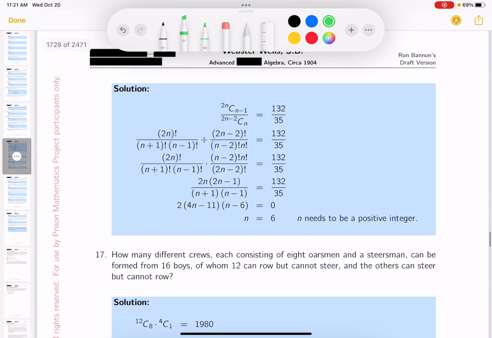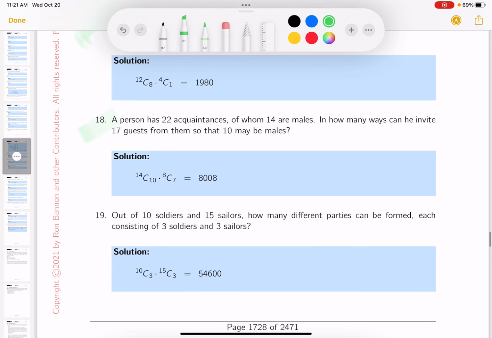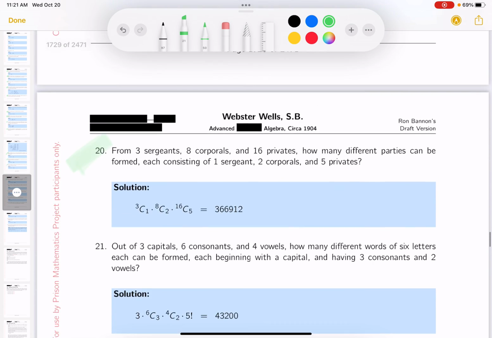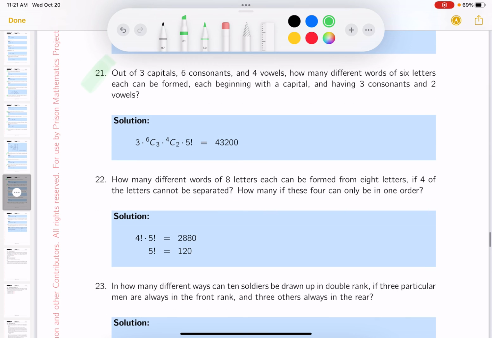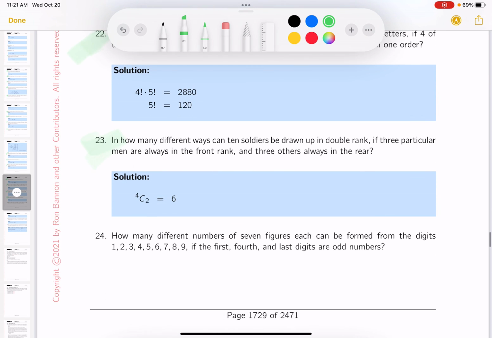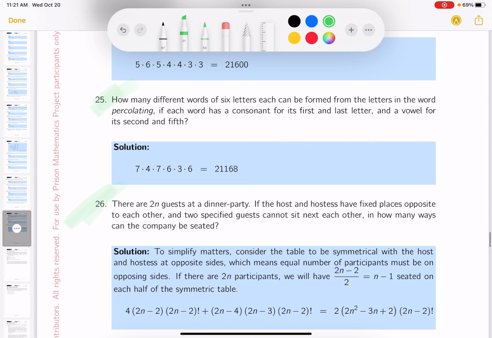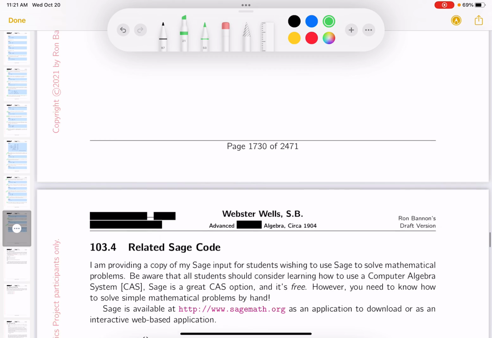16, 17, 18, 19. Boy, there's a lot of questions. And again, they're all about counting. One order matters, one order doesn't matter. All about counting. How many ways can you do something? That's the bottom line. All right.